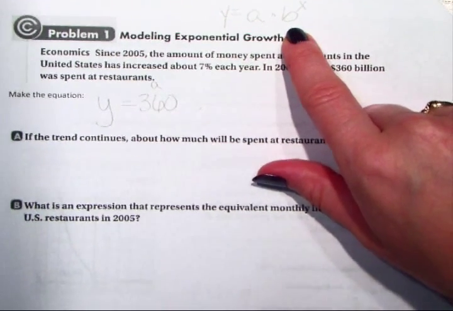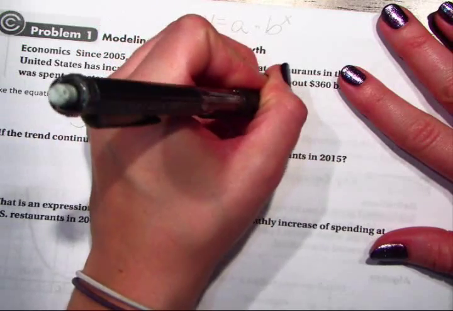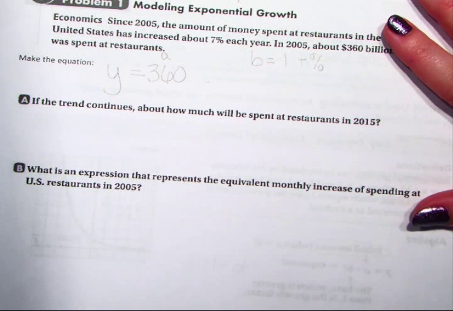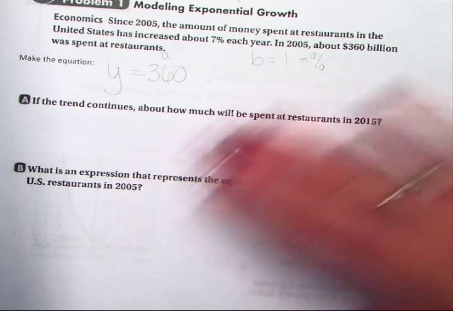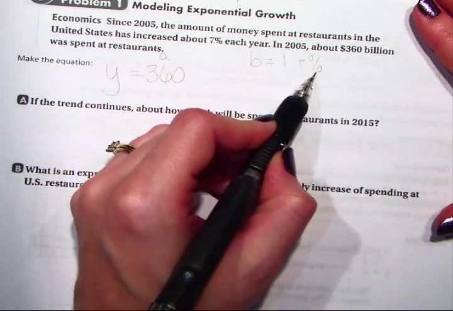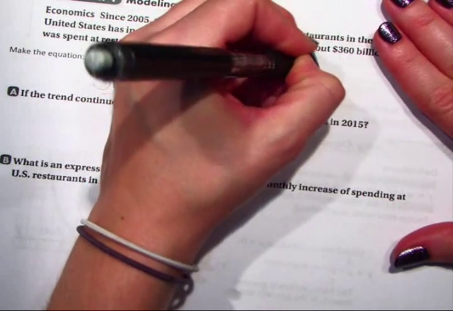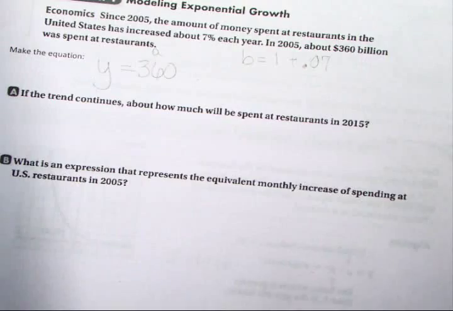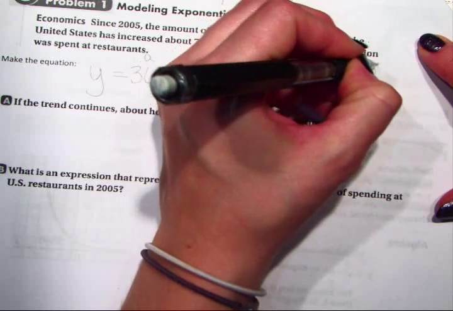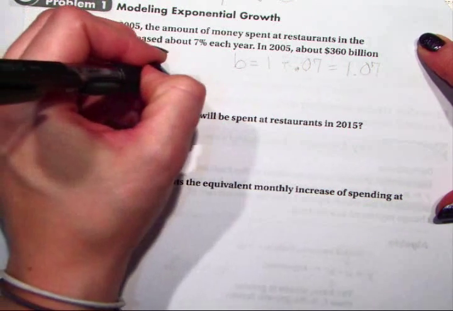Now remember, there was a little hint on how to get B. In this problem, B is 1 plus the percent that we have. So what percent did you read in this problem? 7%. And 7% as a decimal is 0.07. That's right. You never want to do 1 plus 7. You want to do 1 plus the decimal value of 7%, which is 0.07. So if you add those together, you get 1.07. And that is the value of B. Very good.